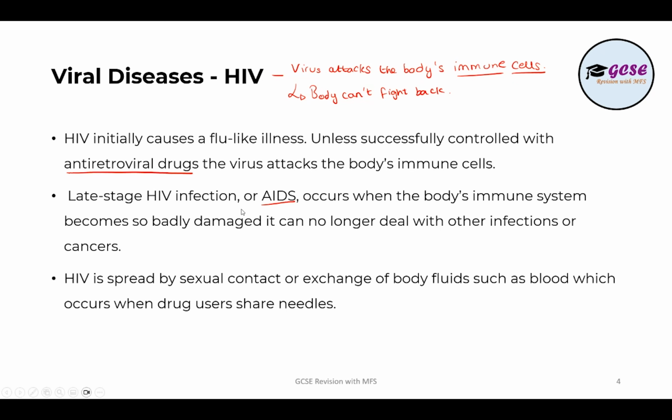And HIV is spread by sexual contact or exchange of bodily fluids, such as blood, and occurs when drug users share needles. Okay, so again, you need to know the pathogen. So it's caused by the viral pathogen.